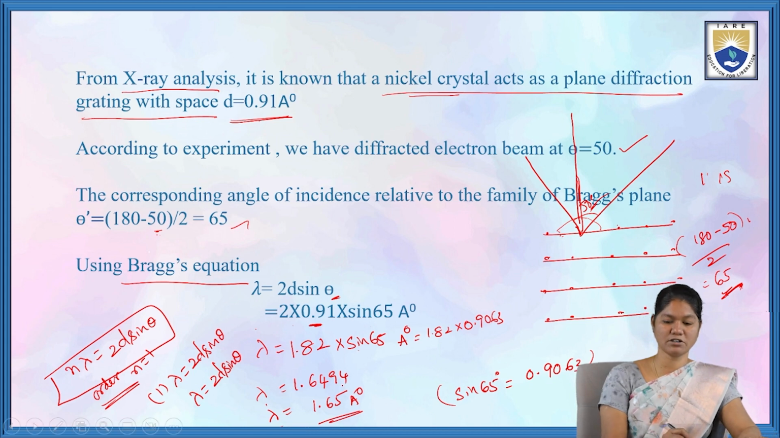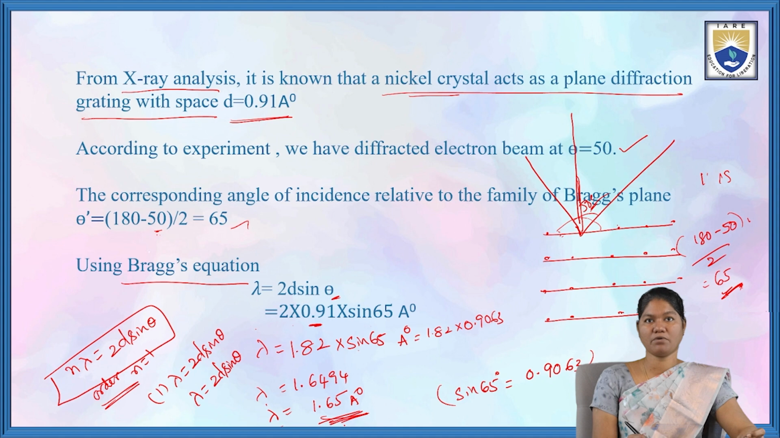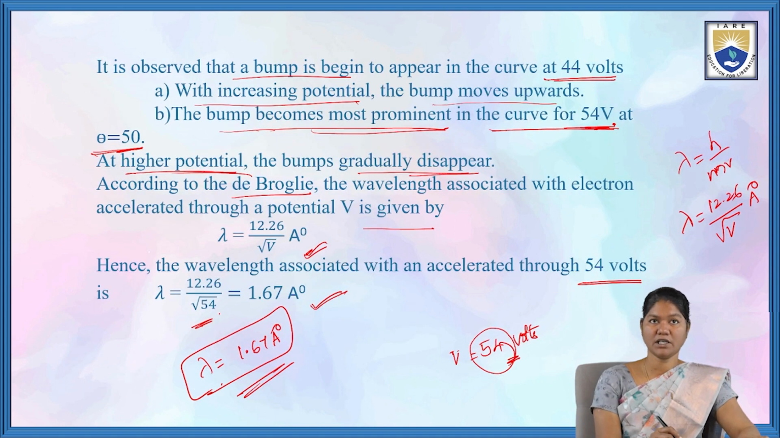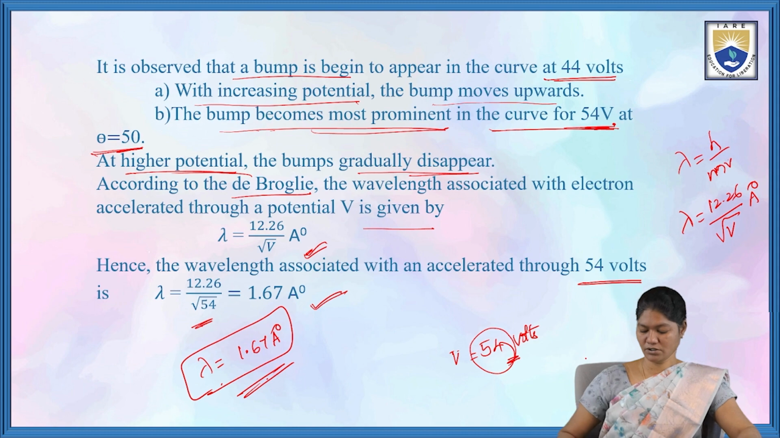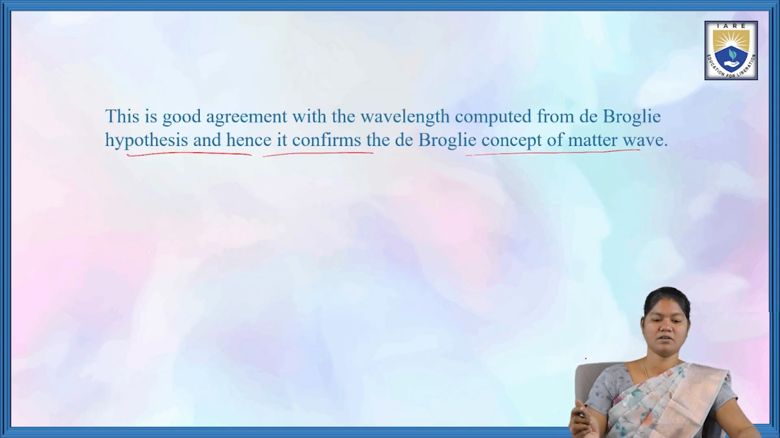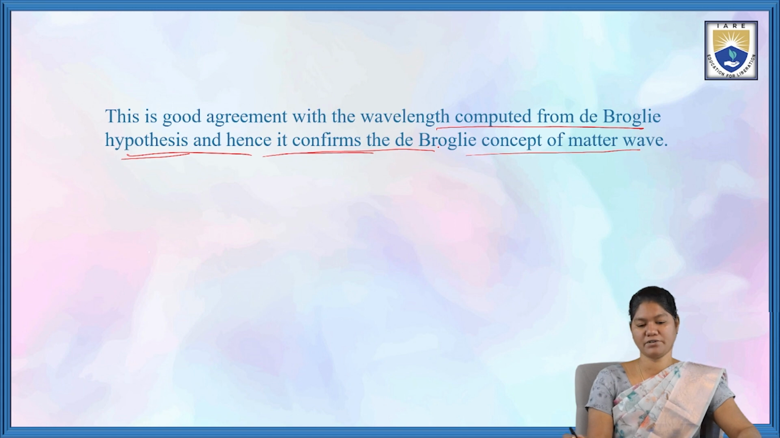So from Bragg's law, the calculated wavelength of an accelerating electron is lambda equal to 1.65 angstroms, whereas the de Broglie wavelength is lambda equal to 1.67 angstroms. So it is a good agreement with the wavelength computed from the de Broglie hypothesis, and it confirms the de Broglie concept of matter waves.